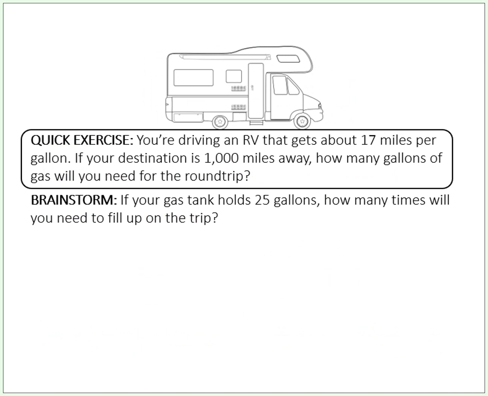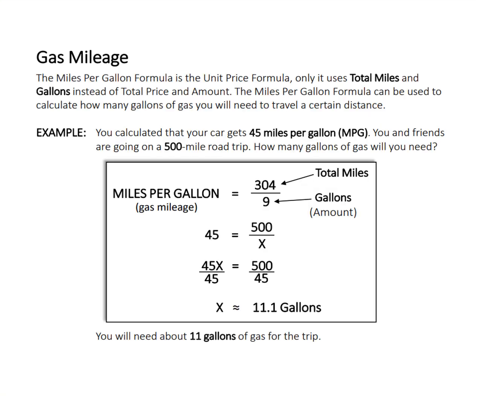All right, so here is your exercise to do. Remember, it is miles per gallon, and per means to divide. Okay, so the miles per gallon formula is the same thing as the unit price, except it uses total miles and gallons instead of total price. So miles per gallon equals miles divided by gallons.